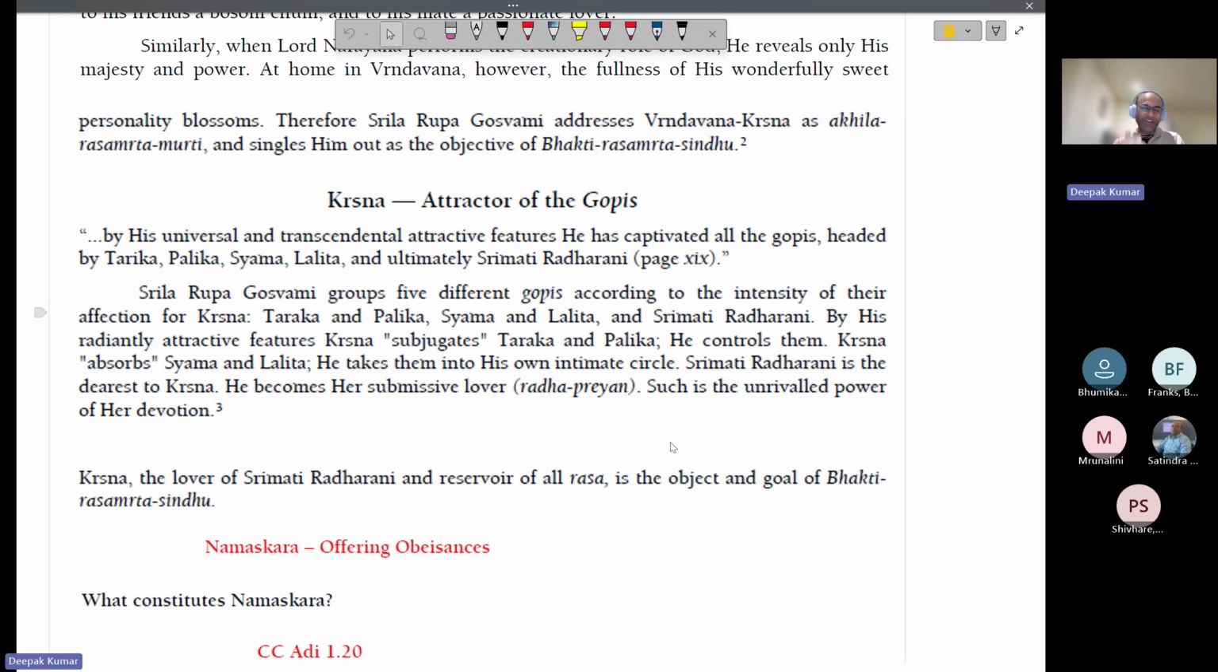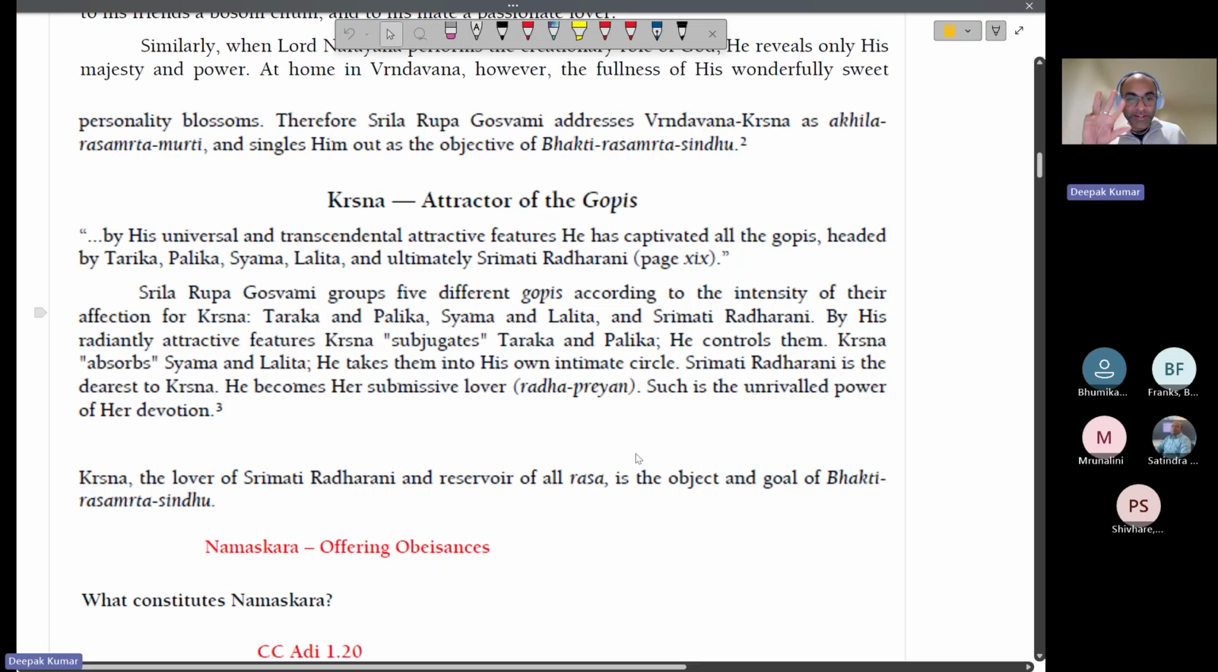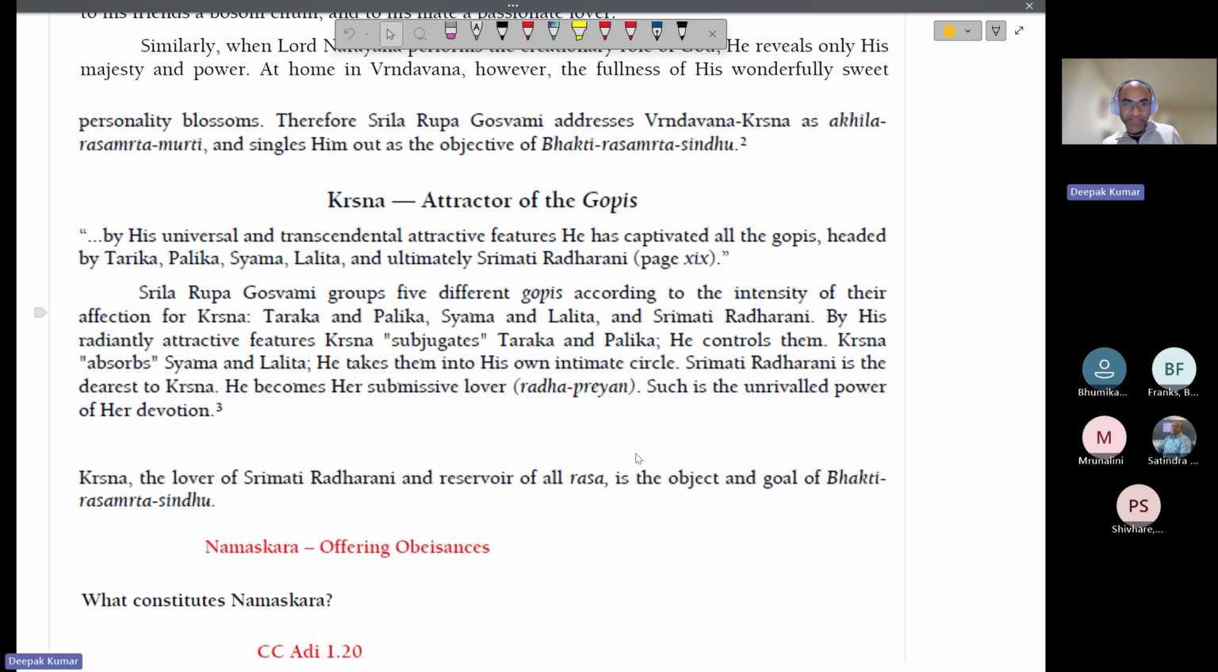Now see the gradient of love, and this is what Nectar of Devotion will take us through. There are eight different kinds of gradient of love which will be talked about further. Here, see three levels of love. One, just by Krishna's features they are getting subjugated. Then they come into the inner circle of Krishna. Whatever Krishna says, it is more than being subjugated. And for Radha Rani, he becomes the lover, her submissive lover. Such is the unrivaled power of her devotion.